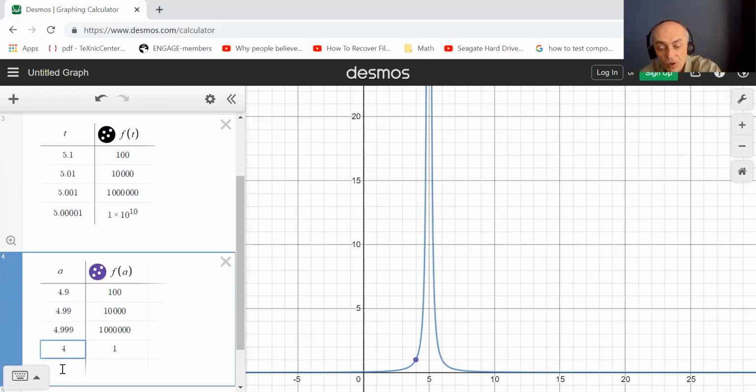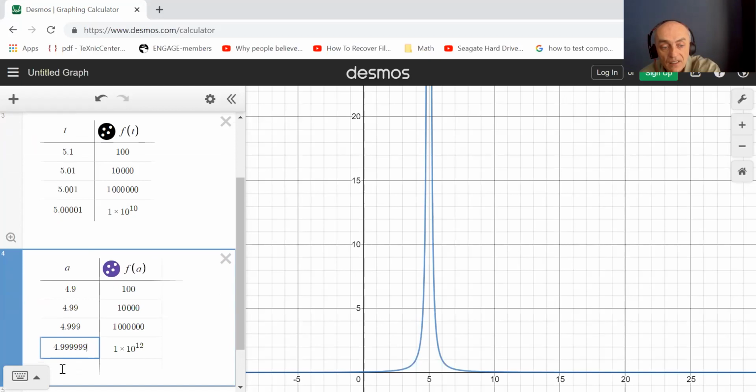And if you put 4.999999, a bunch of nines, how many nines do I have here? 1, 2, 3, 4, 5, 6. You get 10 to the 12 here. So that's a very large number. As you can see, in both cases, the limit from both sides is infinity. So we say that in this case, since the limits are equal according to our definition from both sides, they're equal to the same value, infinity, we're going to say that the limit exists at that number and is infinity.